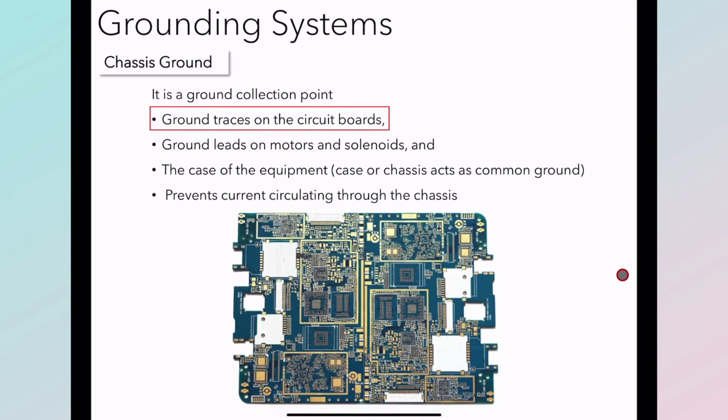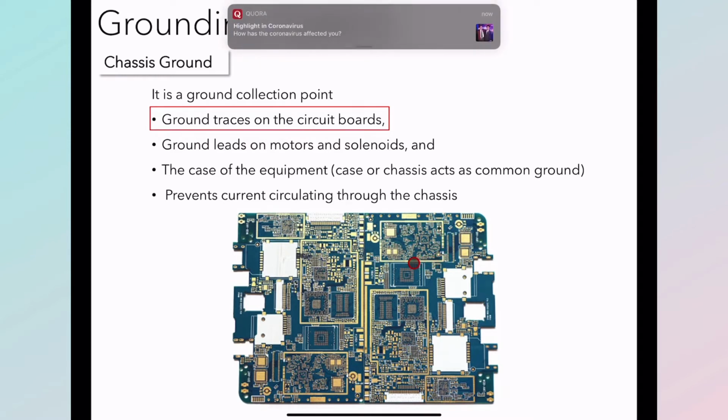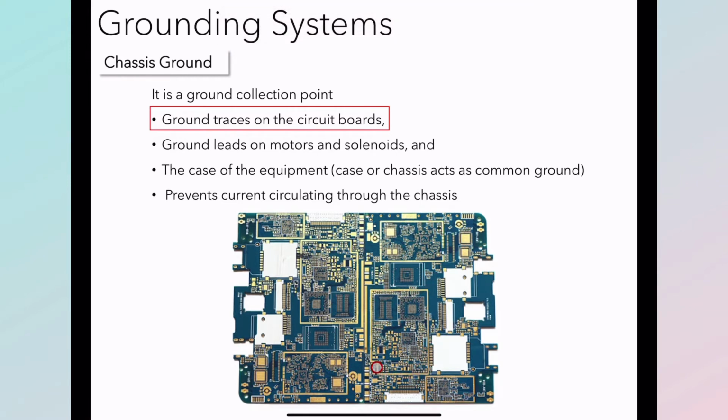Another example, this is a larger one. It has many different sections, and all these sections have a ground trace around them. Okay, you can see this one and this one. All the thick lines which are in the form of rectangles are ground traces in all of these circuit sections. So whichever component needs a grounding connection can be connected to these ground traces.